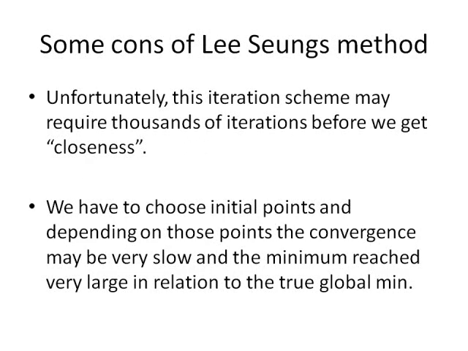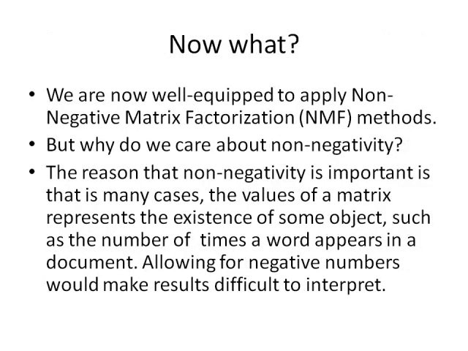Some cons of Lee and Sung's method are, unfortunately, this iteration scheme may require thousands of iterations before we get closeness or convergence, meaning the distance between the matrices is small. Also, we have to choose initial points, and depending on those points, convergence may be slow, and the minimum that we reach might be large in relation to the true global minimum that we would like to have.